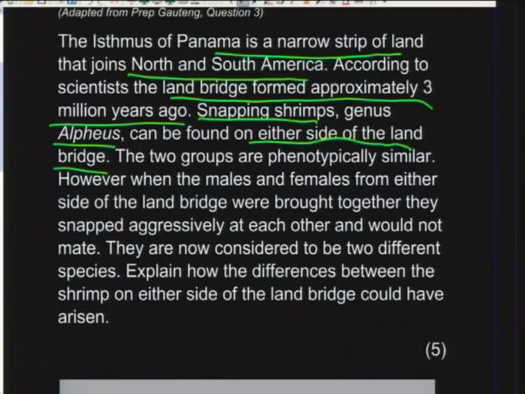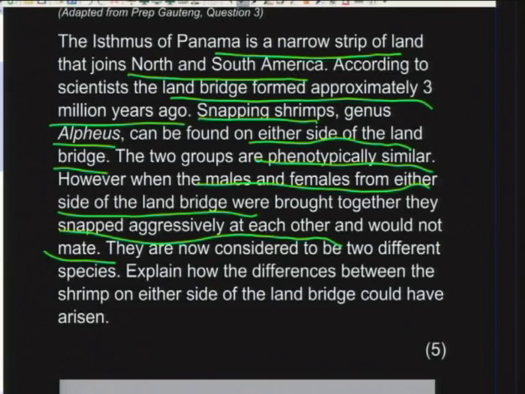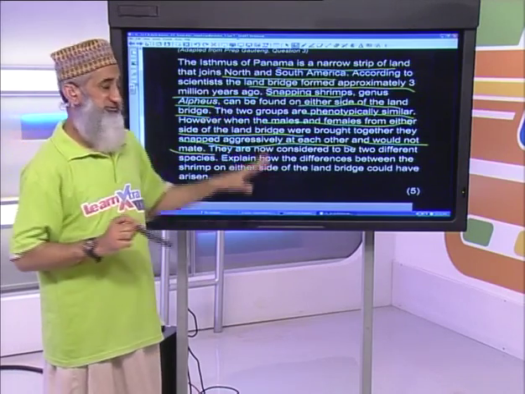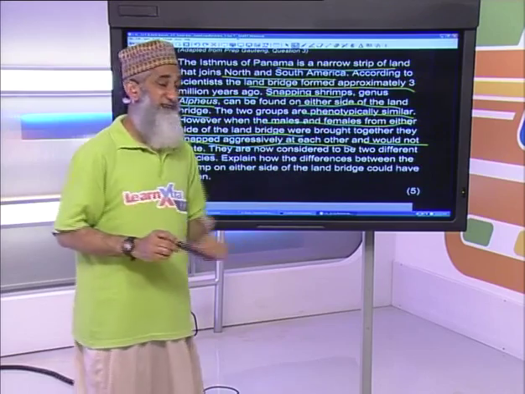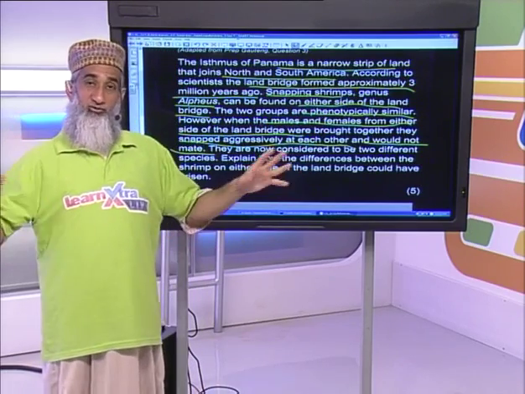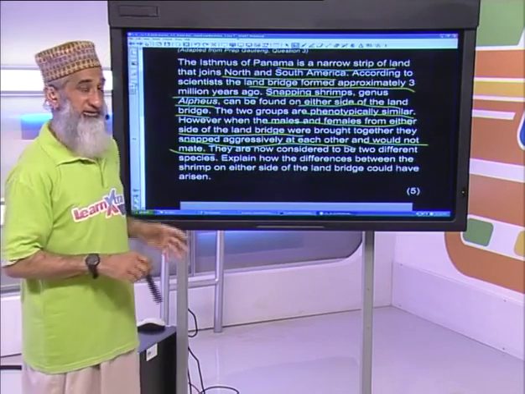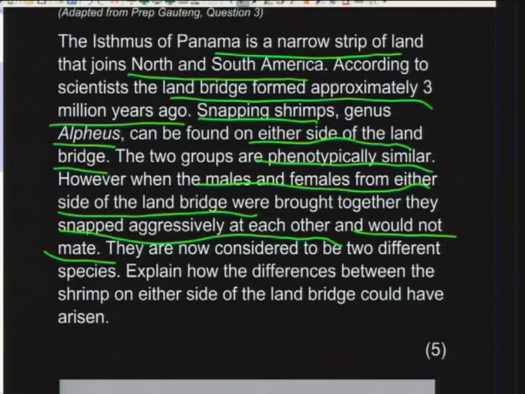The two groups are phenotypically similar. However, when the males and females from either side of the land bridge were brought together, they snapped aggressively at each other and would not mate. So they are similar organisms. They share similar characteristics because they are phenotypically similar. But when we bring the males and females from either side together, they don't want to mate. They are now considered to be two different species.